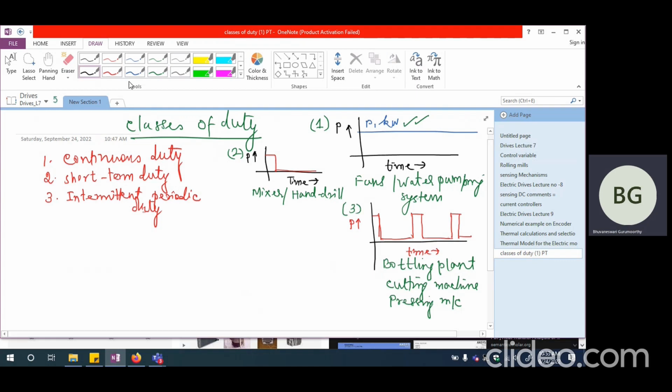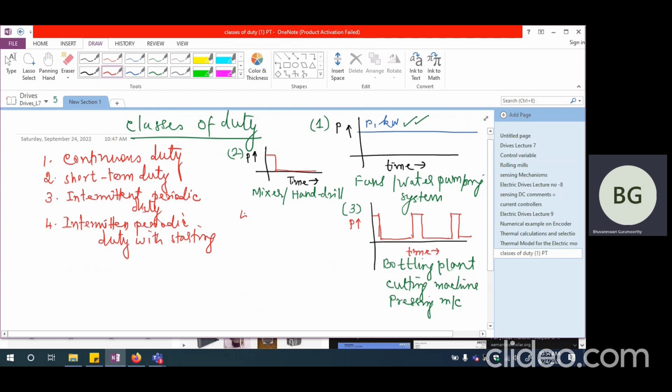Then we may have another one, which is intermittent periodic duty with starting. This could be for hoists and things like that. You may lift a weight and take it up. And then after taking it up, you may come down and you might have to idle for some time. Again, you may start the hoist. So this may be done repeatedly.